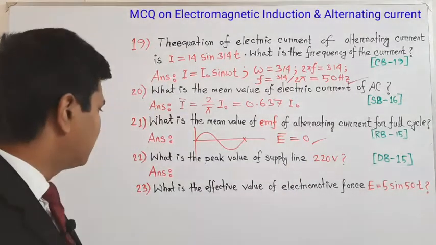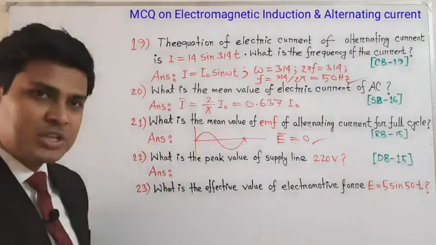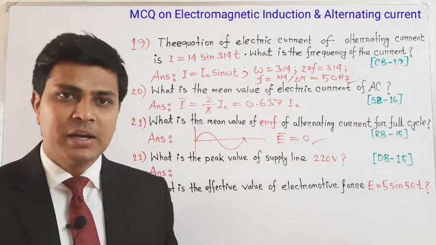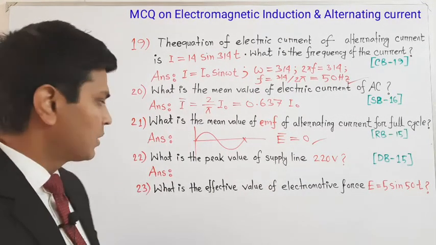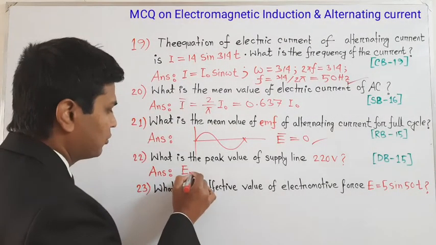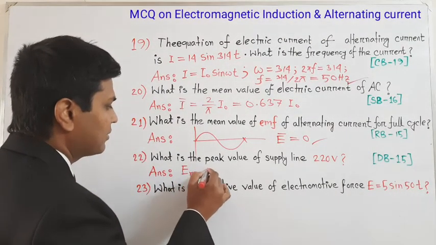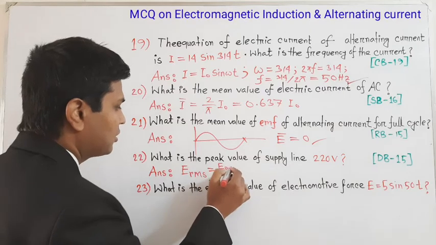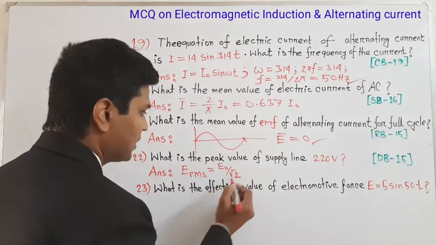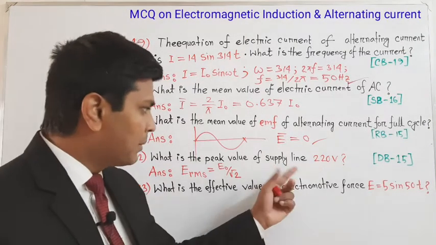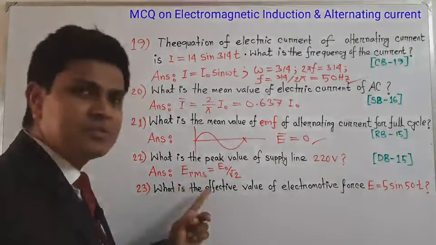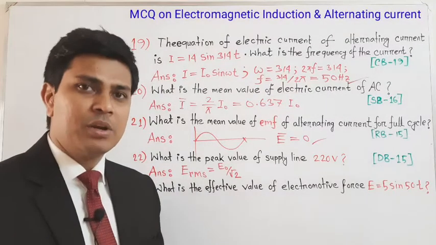Now question number 22. The question is, what is the peak value of the supply line of 220 volt? We know the RMS value of electromotive force is E RMS equals E naught divided by root 2. Now here the supply line is connected with 220 volt, that is, the RMS value of electromotive force is 220 volt, given.